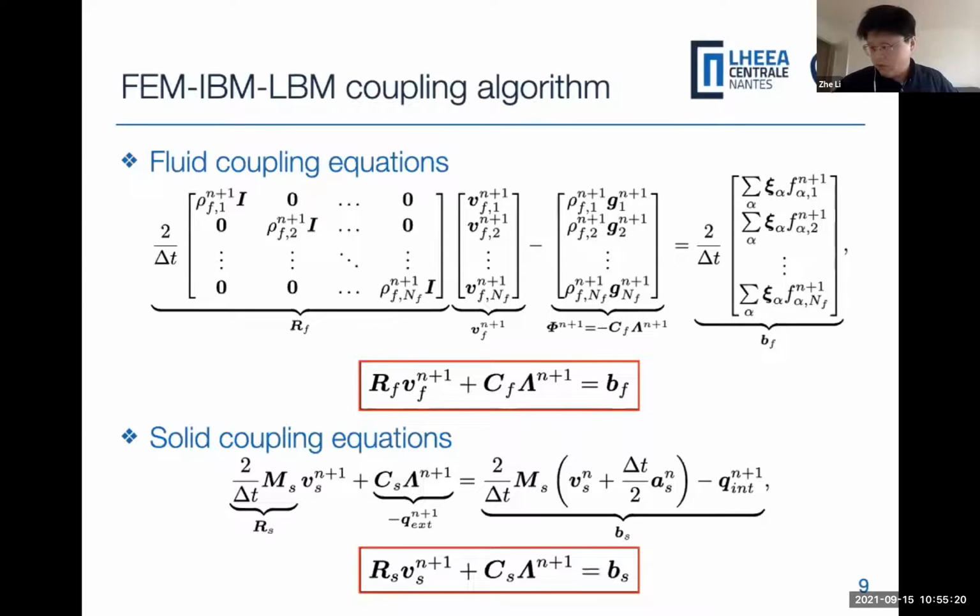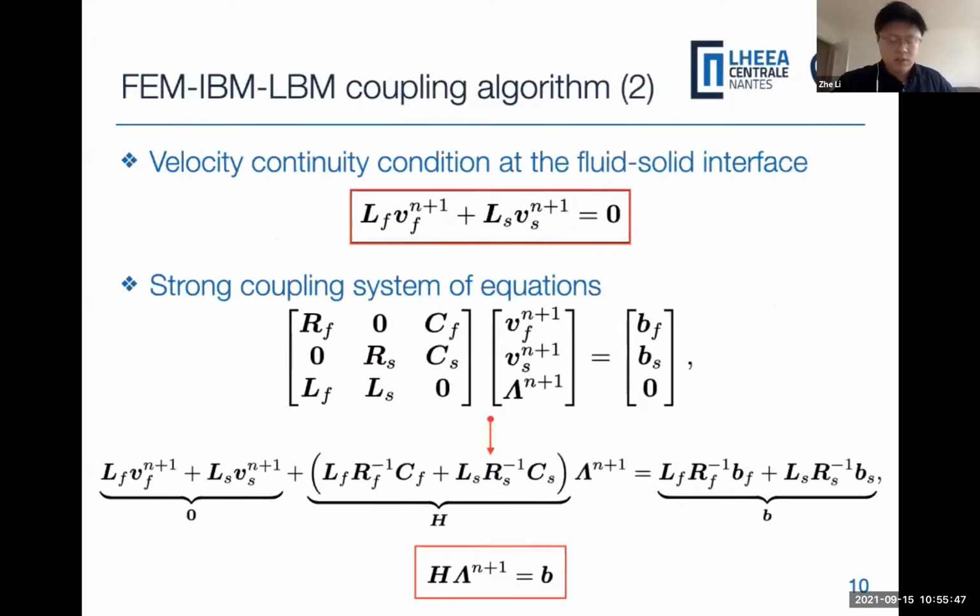Very briefly, we can finally write the fluid coupling equations in this way, in which only VF and lambda are unknown. Similarly, we can write the solid equations in the same way. Since we have just two equations but three unknowns, we need another equation to close the system, which is the velocity continuity condition across the interface. Here LF and LS are the two interpolation operators. So finally, we can build up a strong coupling system of equations like this, as shown in this slide.